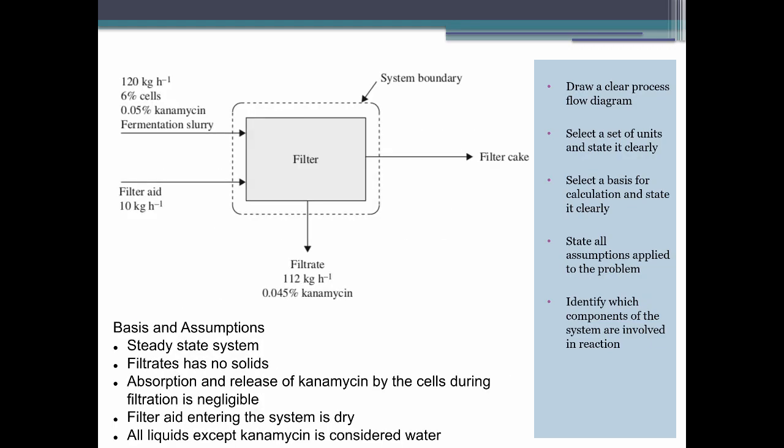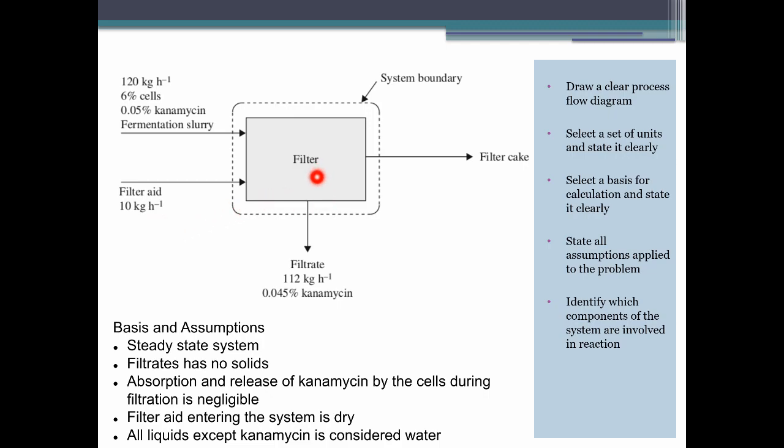So first, we need to draw the process flow diagram. So we have your system, the filtration setup. So this is the system. So coming in to the system, you have the fermentation slurry. What are the components of your fermentation slurry? So the total amount of the fermentation slurry is 120 kg per hour. So it contains 6% cells and 0.05% kanamycin. Also coming in, another feed stream, you have the filter aid. That comes in at 10 kg per hour.